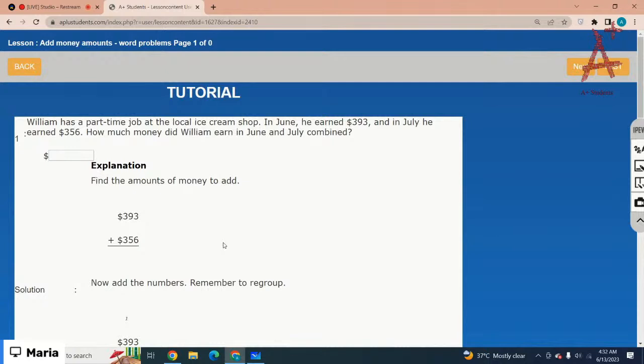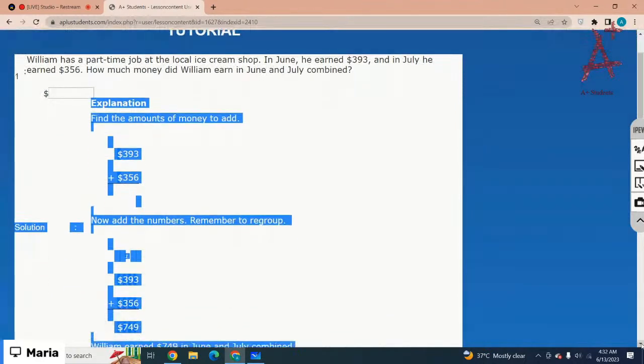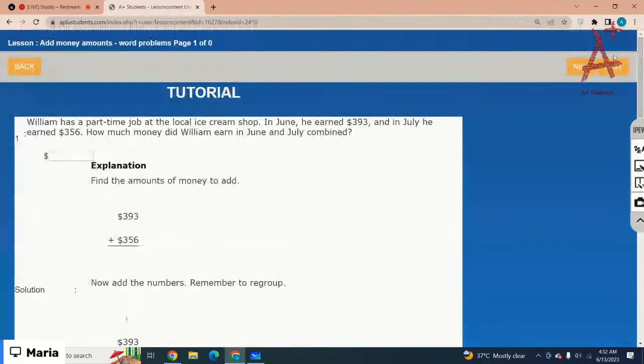So you have to add the numbers. You have to collect the total amount. Got it? So you have to add 393 and 356. Starting from the rightmost number, it would be 6 plus 3. 6 plus 3 would be 9. Then you have to do 9 plus 5. 9 plus 5 makes 14, write 4 and carry 1. And then the last one would be 3 and 3, 6 and 1, 7. That means in June and July, the total money he earned is 749. Got it? Let's just start with the test questions.